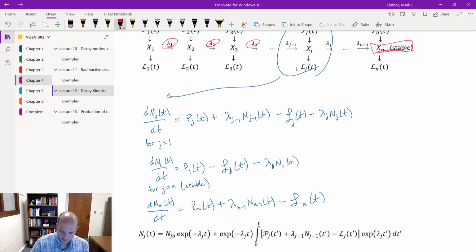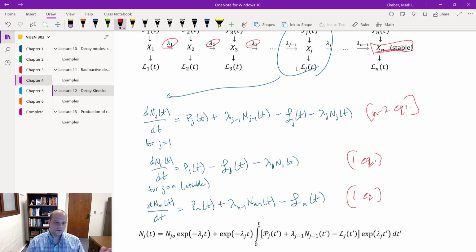And so I've got one equation here for the first term and the last term in there, and then I have n minus 2 equations here. And so I add all those, accommodate for all those. I've got n differential equations, and I just need to have n initial conditions. So the initial inventory for each isotope.